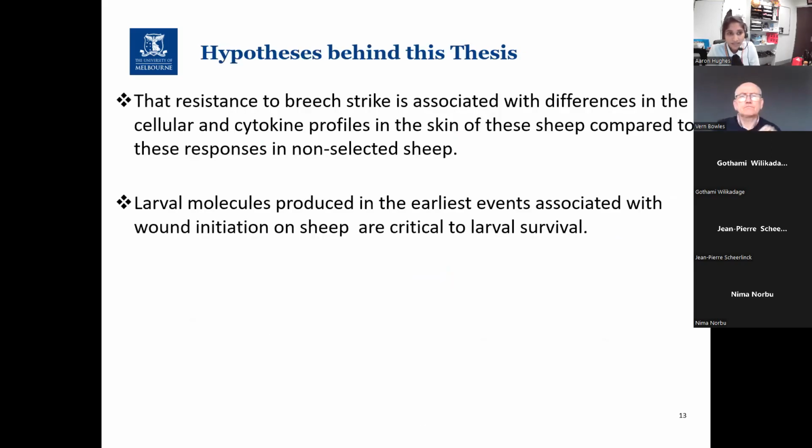We hypothesized that these resistant sheep have different cellular and cytokine profiles when compared to the non-selected sheep. Secondly, in our second hypothesis, which doesn't have anything to do with flystrike resistance or non-selection, we assumed that the larval molecules produced at the early flystrike lesions are essential for the survival of the larvae. So based on these 2 hypotheses, we designed our study.